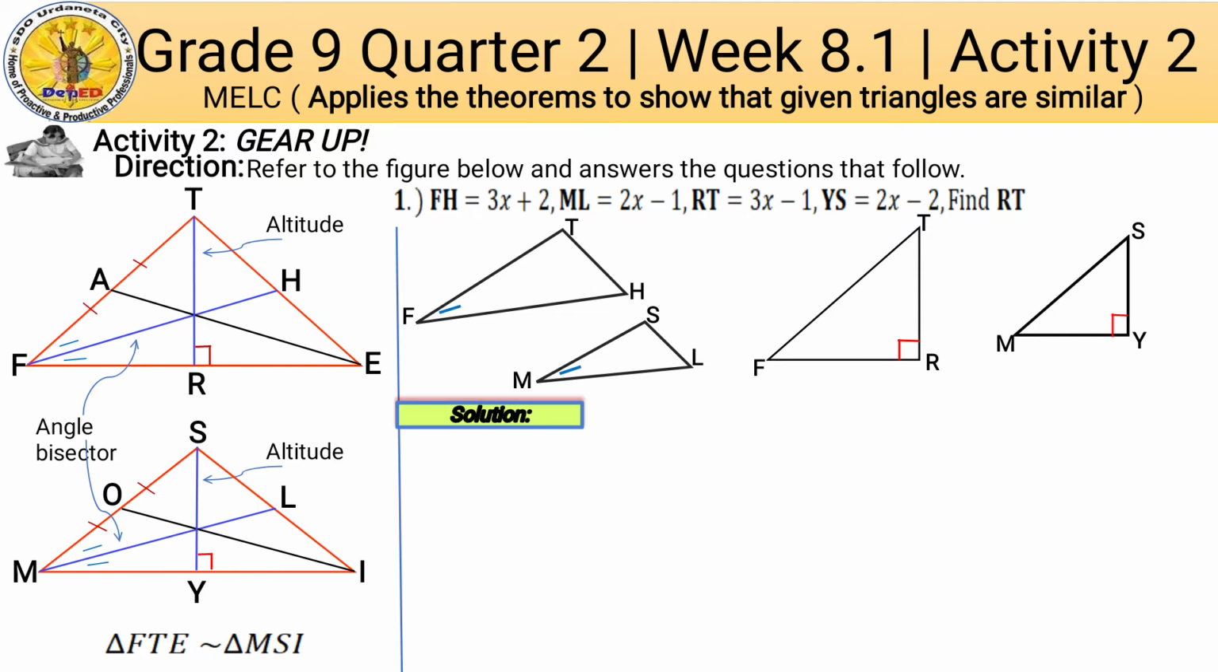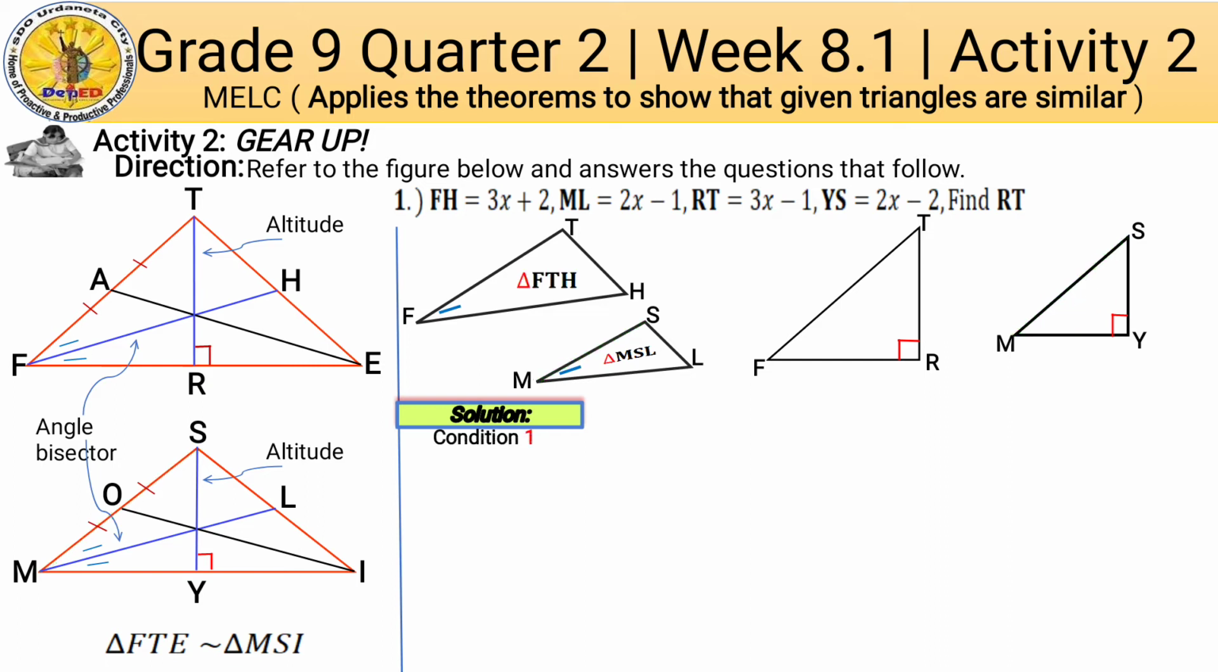Using these triangles, we can formulate the right proportion to be used in finding the value of x. In formulating the proportion, we must remember that there must be one side that the triangles have in common in getting the three conditions. In this example, the common side between triangle FTH and triangle FTR is the side FT, while in triangle MSL and triangle MSY it is the side MS.